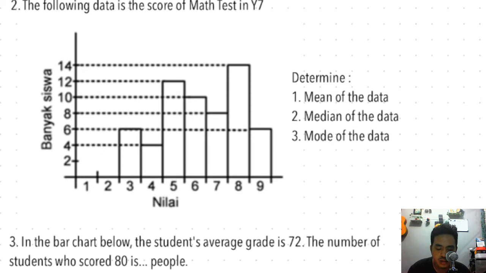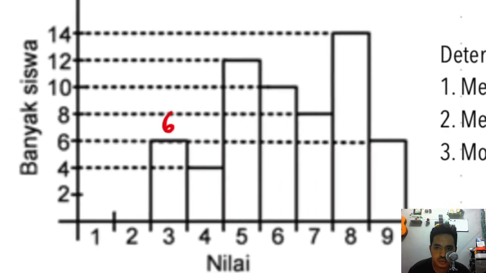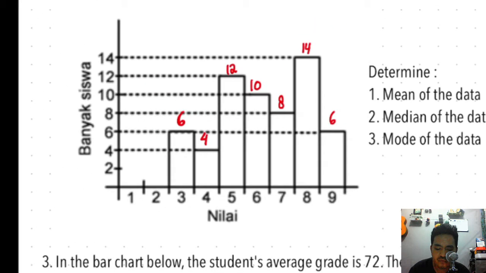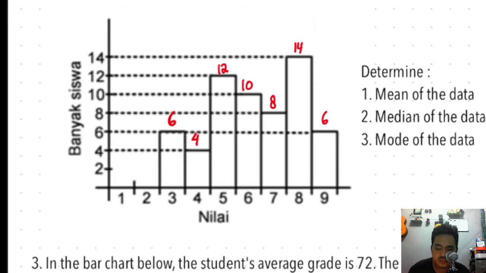We know there are 6 students over here. Just focus on this one. 6 students get 3 on their test, and then 4 students get 4, 12 students get 5, and then 10 students get 6, and then 8 students get 7, then 14 students get 8, and the last one is 6 students who get 9. That is the meaning of this chart.